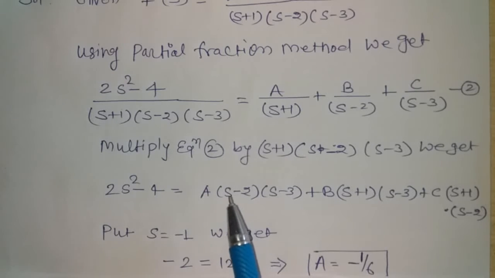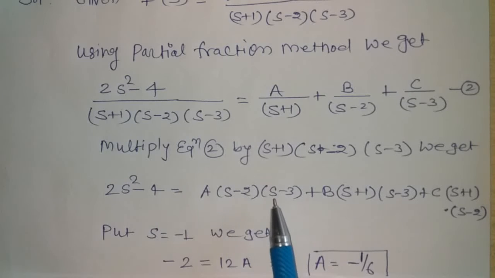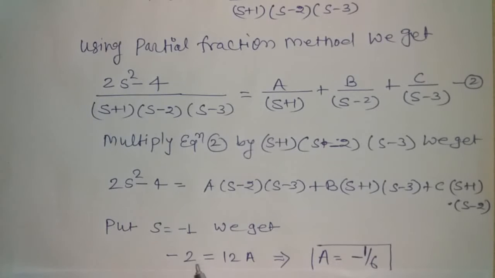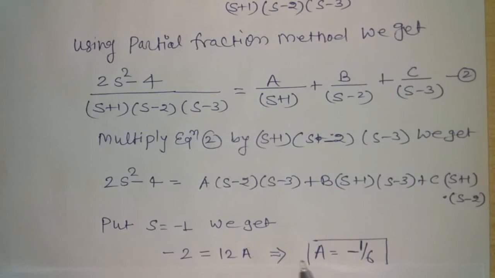In the right hand side, with s equal to −1, we have −1 − 2 = −3 and −1 − 3 = −4. So −3 into −4 is plus 12, so we have 12a. So −2 equals 12a, then a is equal to −1 by 6. So this is the value of a.